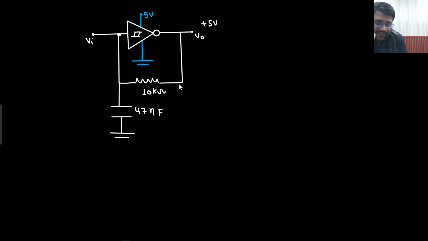Now just as it has become 5 volt here. Now this is the ideal op-amp. Everything is ideal, so this current would be 0 only. All this current would be 0. Now what is the scenario here? This is 5 volt. Now what will this 5 volt do? This 5 volt will charge this capacitor now.